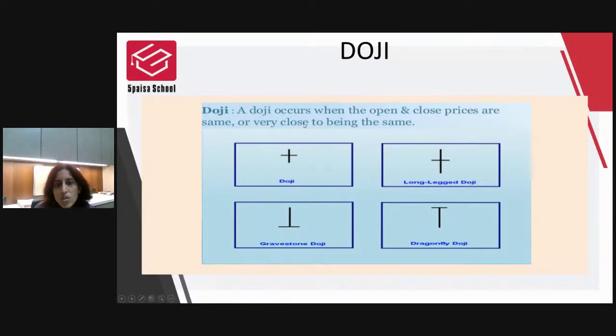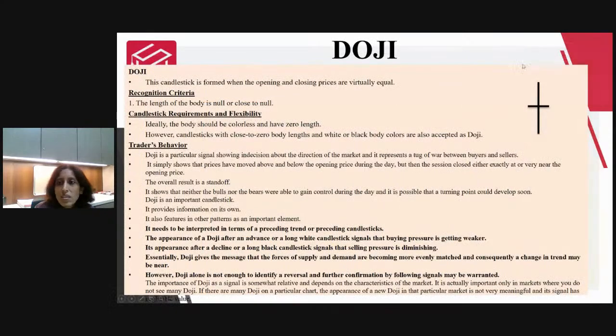So a doji occurs when the open and close price are the same or very close to being the same. And it is at that point in time that you understand that a doji has been formed. You can see a doji on the right side of your screen, and this candlestick is formed when the opening and closing prices are virtually equal. Okay, so you cannot see that this is an opening price or this is the closing price. It's not detectable, and they are virtually equal.